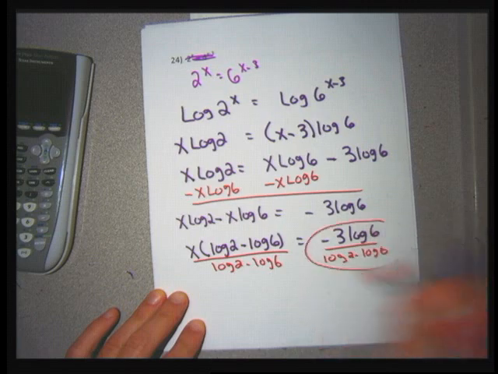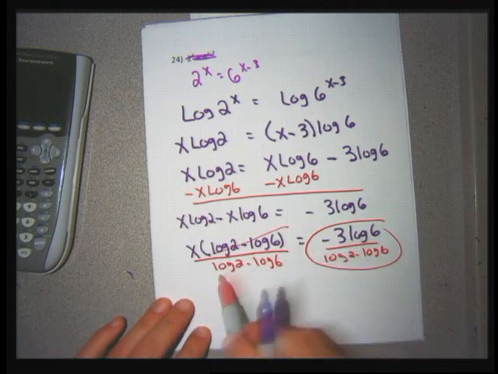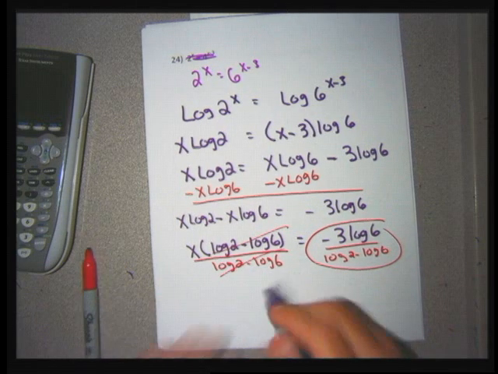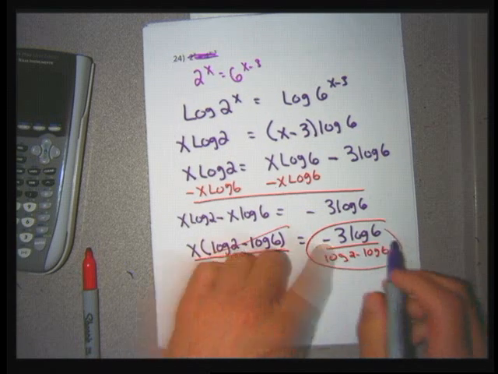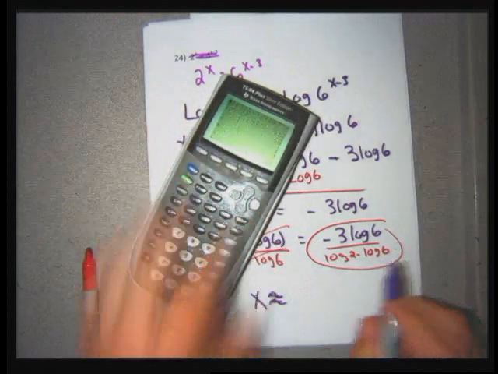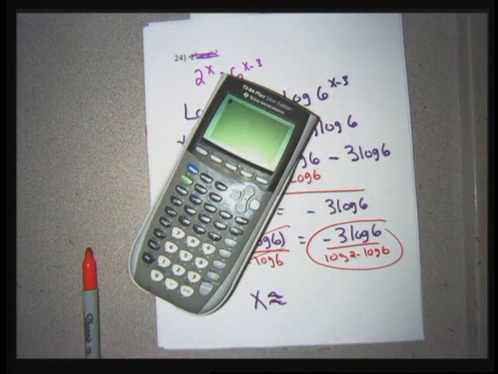This is technically the answer that I'm going to get a decimal equivalence for. The left-hand side, I cancel. I'm left with the x. On the right-hand side, I'm going to use my calculator to figure out a decimal approximation for that.